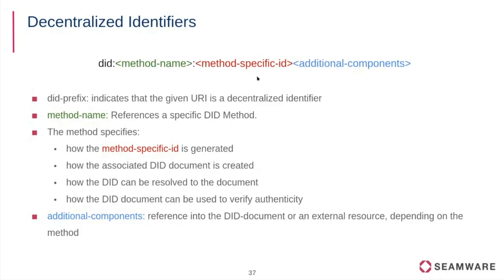Because after the method name, there is the method-specific ID. And the method specifies how this method-specific ID is generated, how it can be associated to the DID document itself, how the DID can be resolved to the document, and how the document can be used to verify the authenticity. So that might be quite a lot that would be in here. But if you see the examples of the DIDs that I will show you, you will understand better. And after that, there is a section called additional components that might be used to reference into the DID document or to external resources, all again depending on the method of the DID itself.